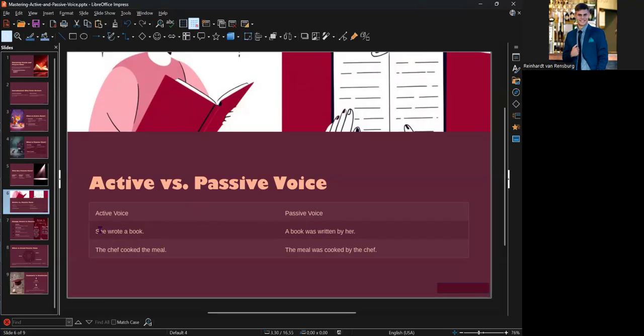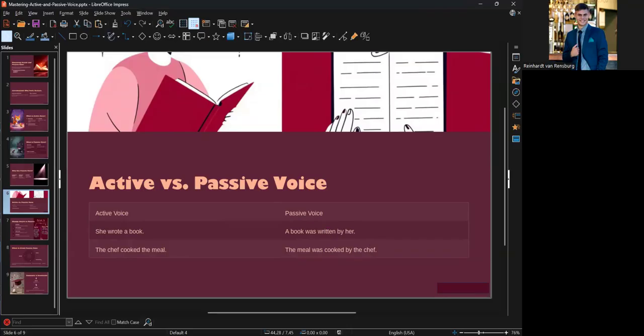So again, you can see the subject here is first: she wrote the book. And here on the passive voice side, you can see that the object is made more of the main idea. Okay, so: a book was written by her. Again, the chef cooked the meal, and then the meal was cooked by the chef.